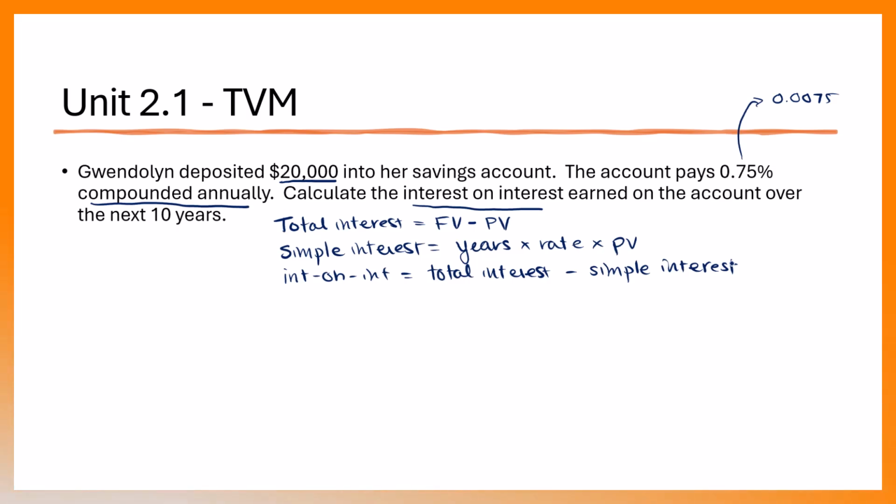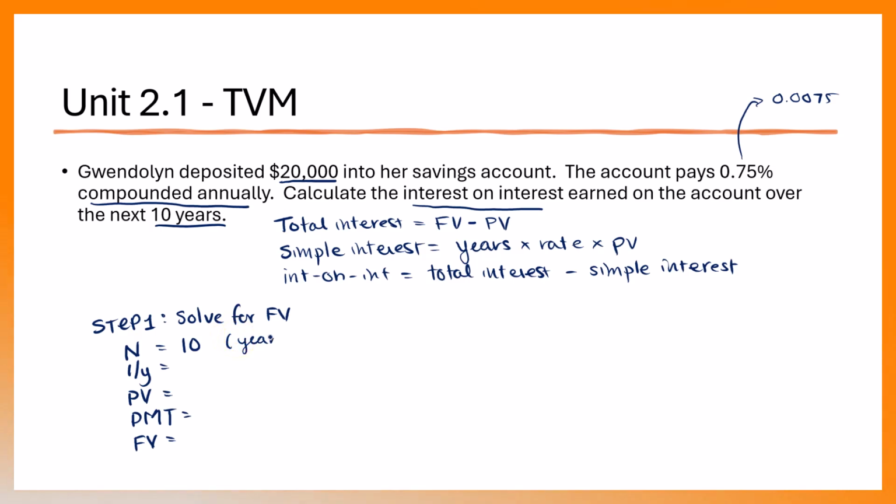So this is a 2-step problem, and the first step that we want to do is we need to solve for the future value. To do this, I will use my time value of money parameters and write them down in the order that they match on the calculator. The number of periods is going to be 10 years. Remember, everything that we do in these basic problems will assume annual compounding, so the number of periods is going to be years. The interest rate is going to be 0.75.